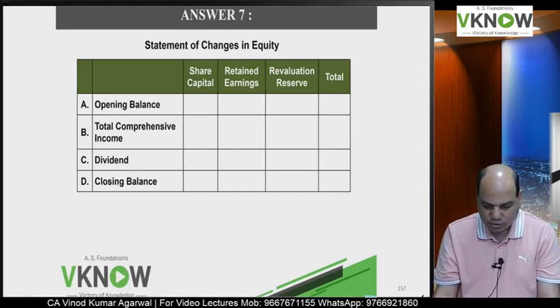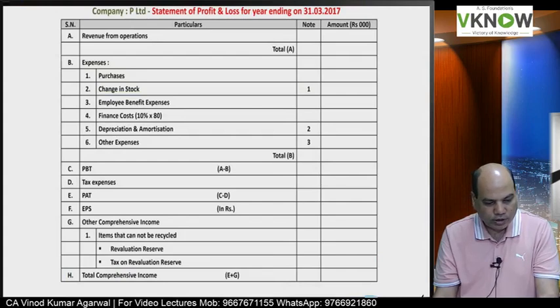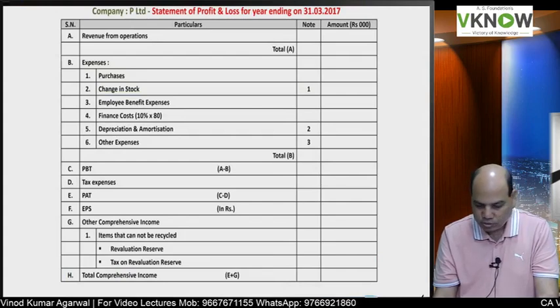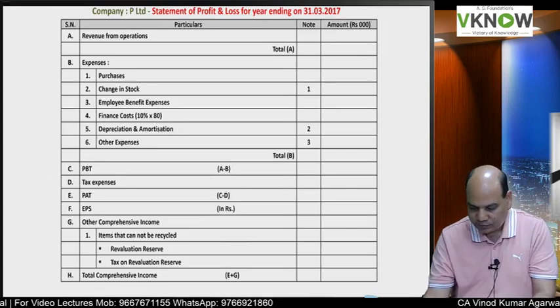Yes. So we'll start with employee benefit expense. Do we have any adjustment in this? No. So come to the P&L account, point B3, employee benefit expense amount, tell me. 170.